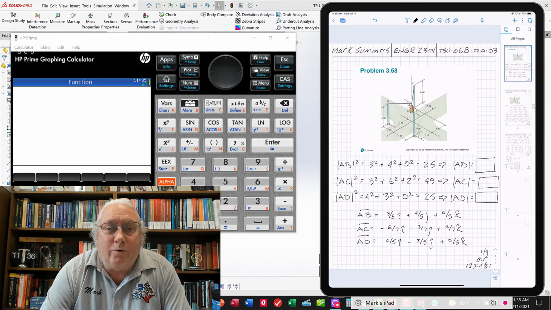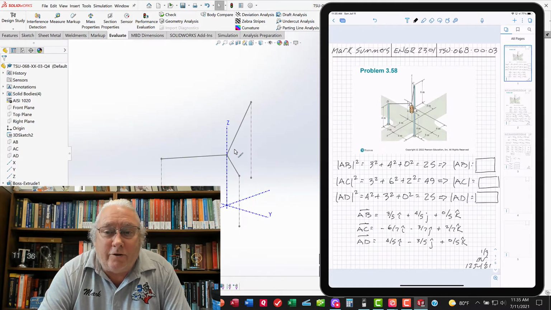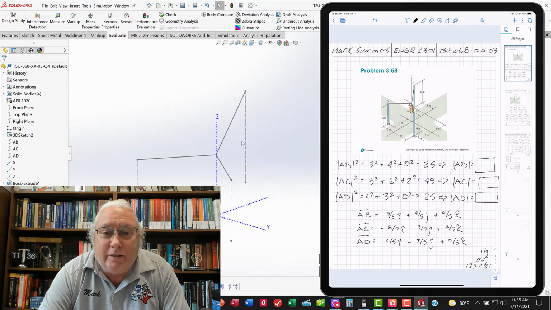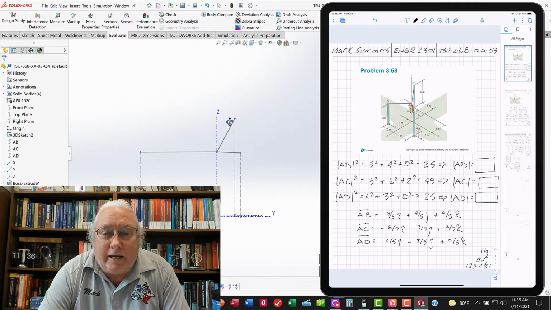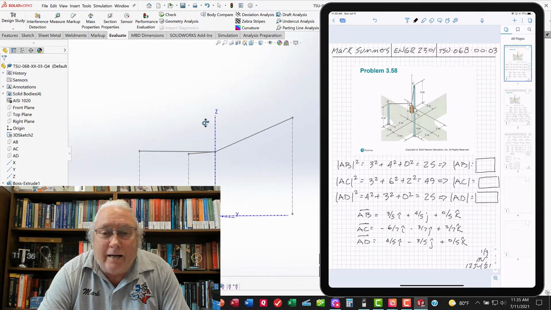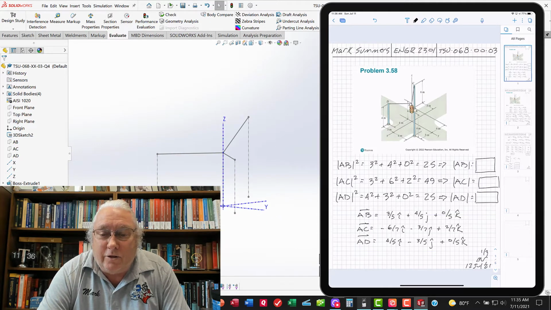So we'll look at the SolidWorks model first. You can see it's the same picture. We've got this traffic light hanging from these three cables. So there's the three cables. Two of the cables are horizontal. There's no delta Z. And there's one cable, AC, going toward the back that'll have to take all the Z component of the weight hanging here.